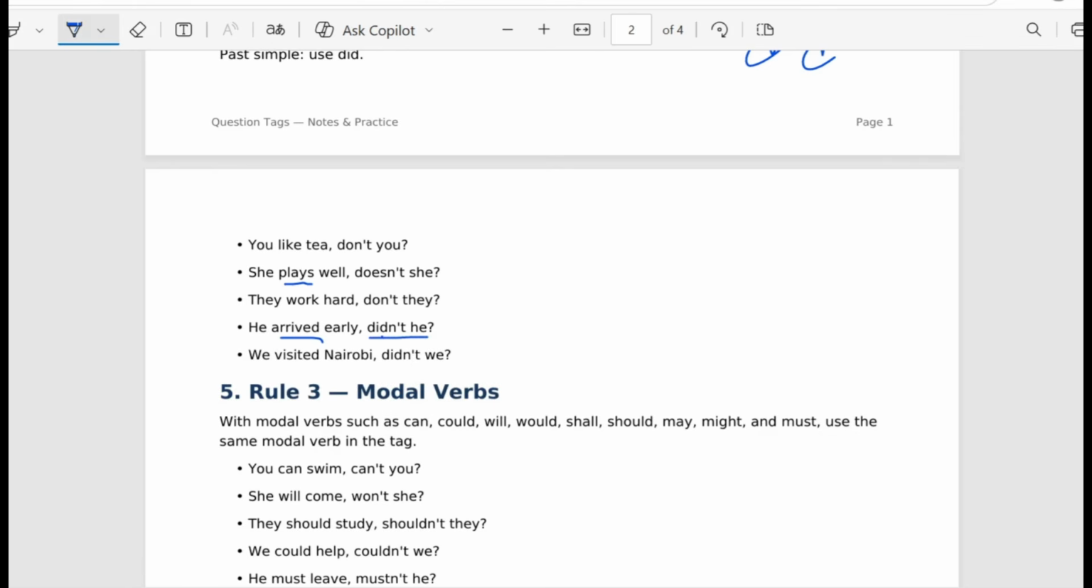Didn't he? So remember again, don't forget that rule that says that if the statement is positive, the tag is negative. And if the statement is negative, the tag is positive. So he arrived early is a positive statement and arrived is a past tense. So the tag is going to be negative and you have to use did. Didn't he? We visited Nairobi. Also this one visited is past tense. So the tag is going to be didn't we?